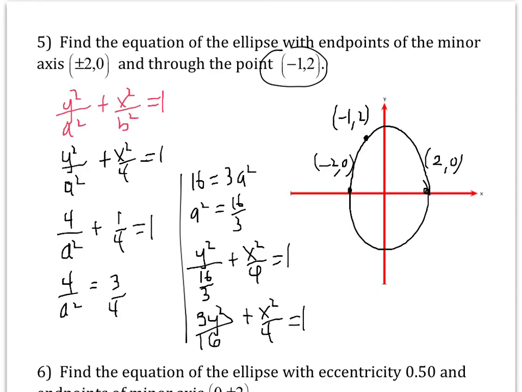You leave it like that. Or if you want to clear the fractions, you could say multiply both sides by 16, 3y squared plus 4x squared equals 16. That's another way to write the answer. Alright, we got time for one more. This last one's pretty hard.